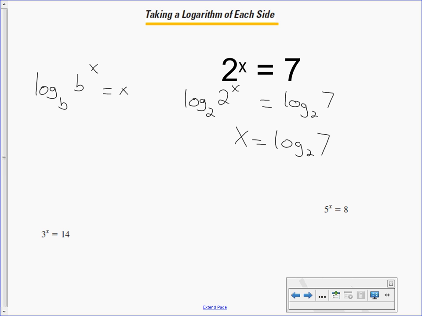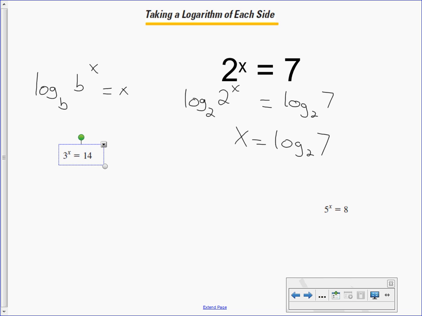So you should get, what did you guys get? 2.81? Could you just leave it as log base 2 of 7, or do you have to go decimal? It depends on what the question asks. If it asks you to round to 2 decimals, go 2 decimals. If you leave it like log base 2 of 7 and it doesn't say otherwise, that would be okay as well.